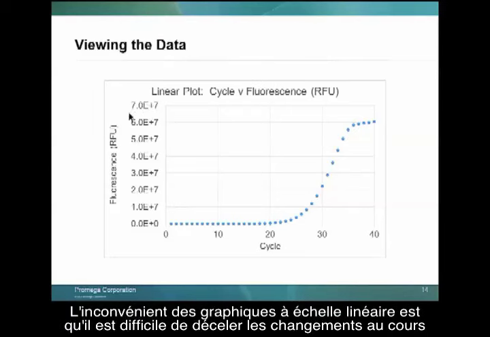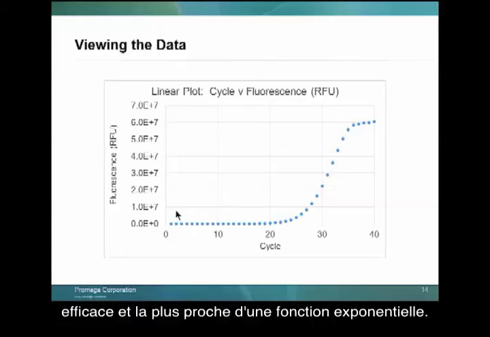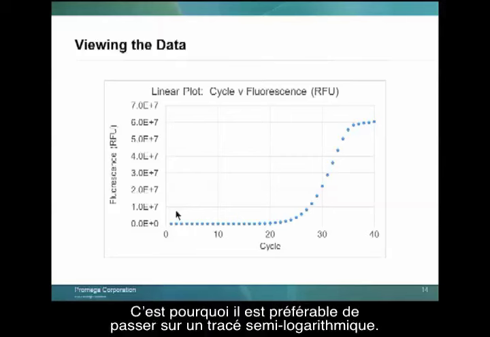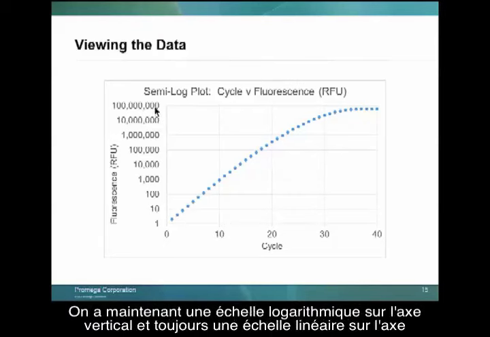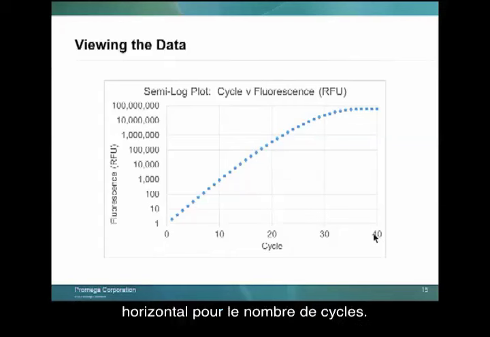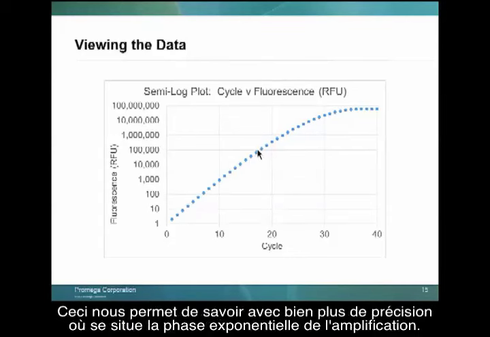Unfortunately, when we are looking at data in the linear plot, it's really difficult to detect changes in the early cycles, which is when amplification tends to be most efficient, closest to an exponential. So instead, a good way to look at the data is using a semi-log plot. So now we're using a logarithmic plot on the y-axis, and we still have that linear plot for cycle number on the x-axis. By using a semi-log plot, now we're looking at fold change in copy number as opposed to actual copy number changes. And this allows us to get a much better idea of the exponential phase of amplification.